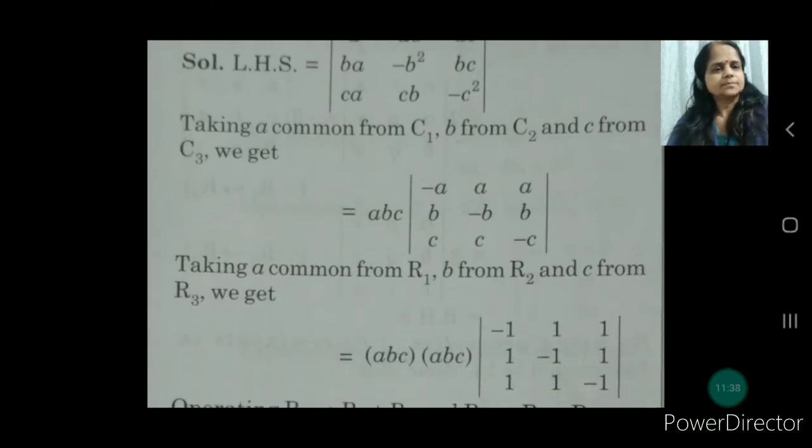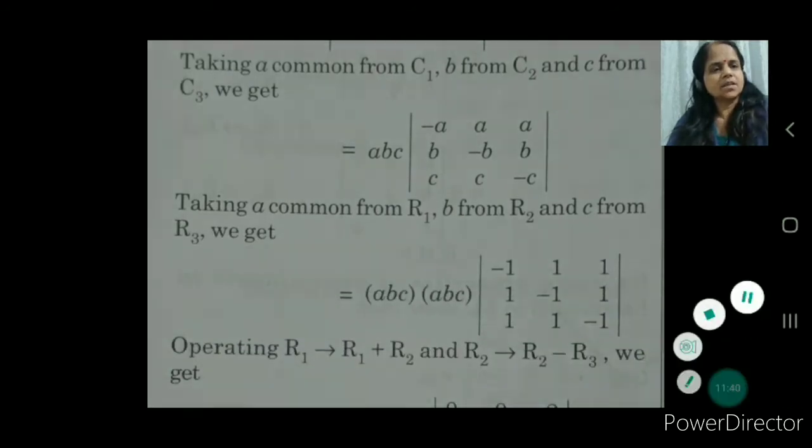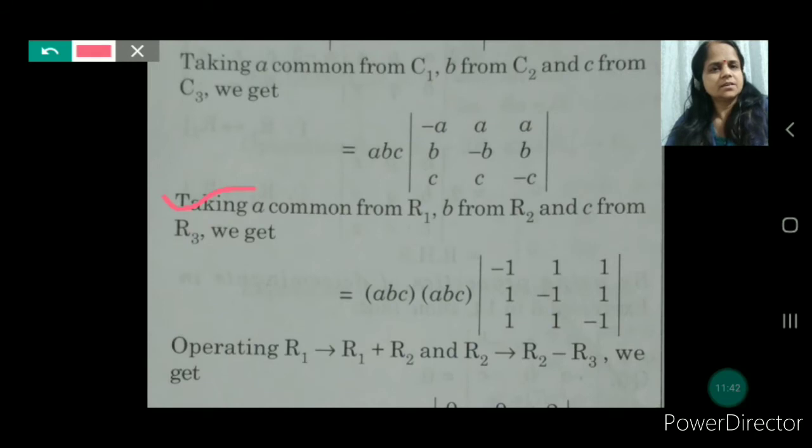And now take common A from R1, B from R2 and C from R3. Here in R1, A is common, so you will get minus 1, 1 and 1. From R2, B is common, so here it is 1, minus 1 and 1. From R3, C is common, so here it is 1, 1 and minus 1. And now it is ABC and ABC, so it makes ABC whole square.